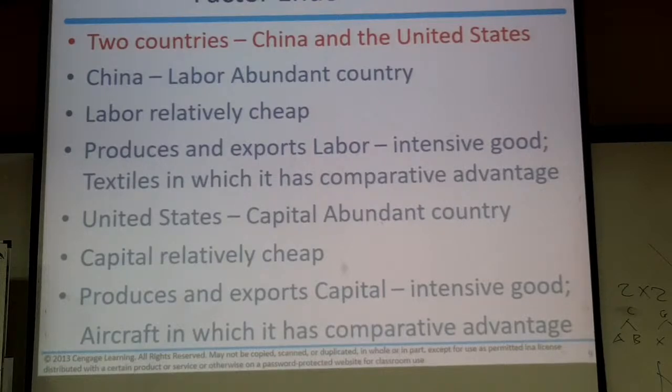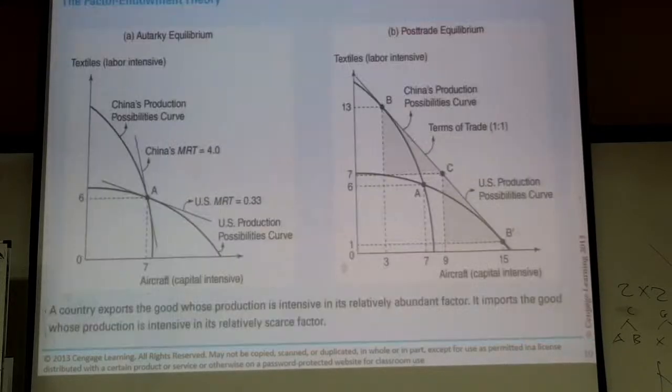Two countries, China and United States. China, labor abundant country, labor relatively cheap, produces and exports labor intensive goods, textile, in which it has comparative advantage. The United States, capital so abundant, exports capital intensive goods, which is aircraft. That's according to comparative advantage. And this is the graph. So the graph that we always draw, two graphs, two countries, we can overlap on one another. Do you understand now? That's overlap.